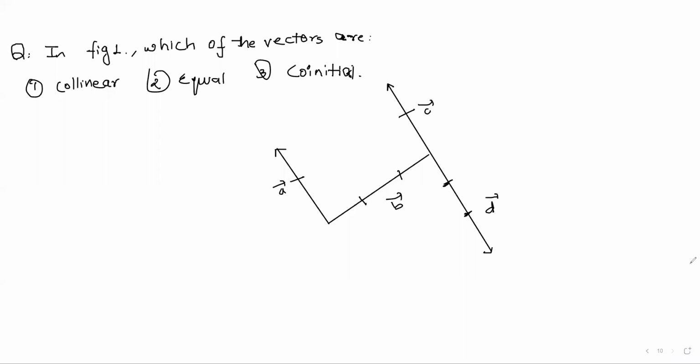Co-initial means vectors having the same initial point. So please tell me on the chat box in this figure which are collinear vectors. Abdur, only A and C are collinear vectors. Very good, Fahd, your answer is correct. Only A and C, sir. Is there not any other vector which is collinear?